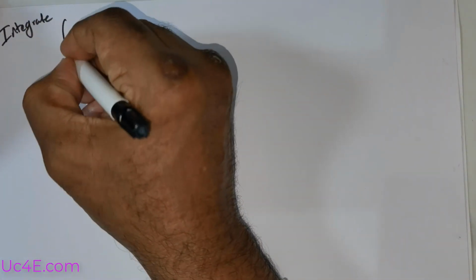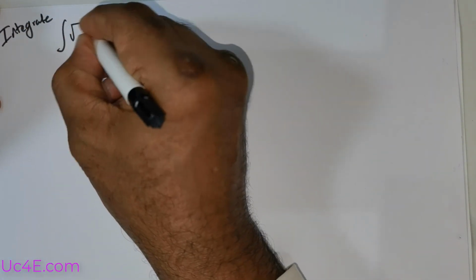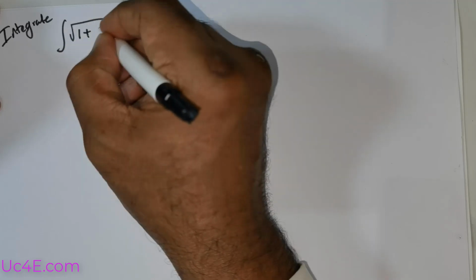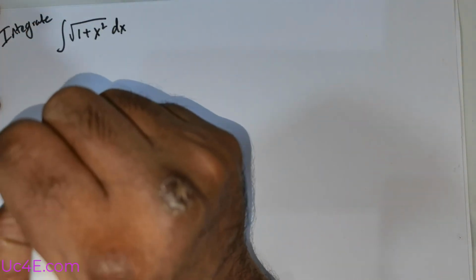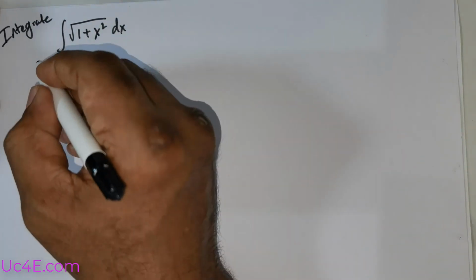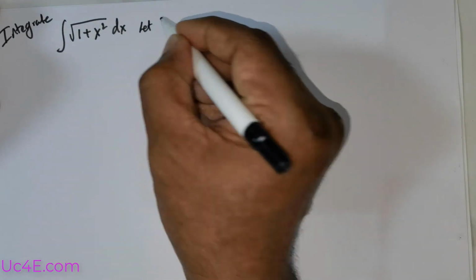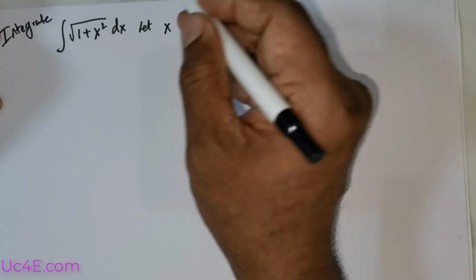Good day everybody, we got an interesting question. We are expected to integrate the integral of the square root of 1 plus x squared times dx. So foremost, what I wish to do is make the following substitution.